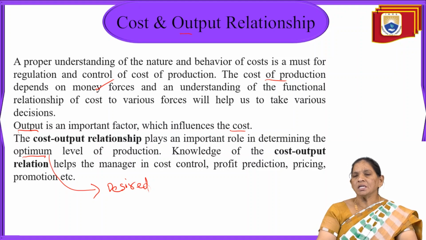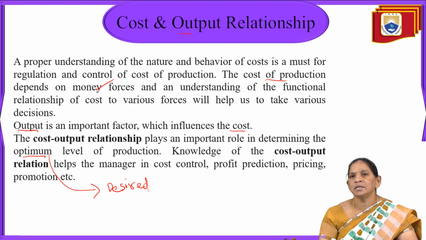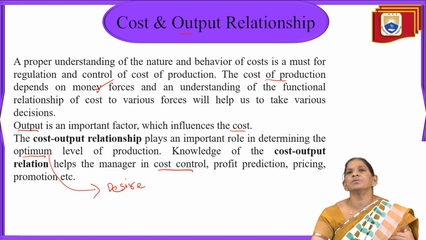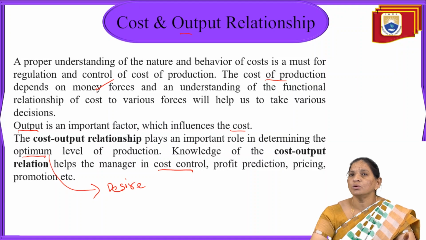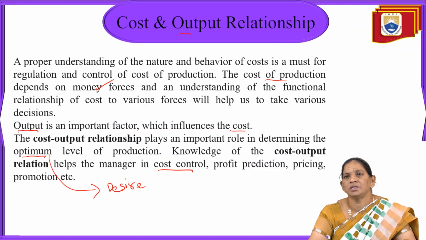With this relation of cost and output, the manager can also take decisions relating to controlling of the cost. When the cost is more, I will find out that maybe the material cost is more, then the manager will find out where he can decrease it, or where he can go for cost reduction and prevention techniques.